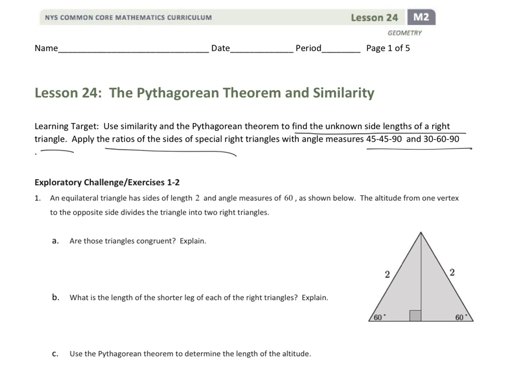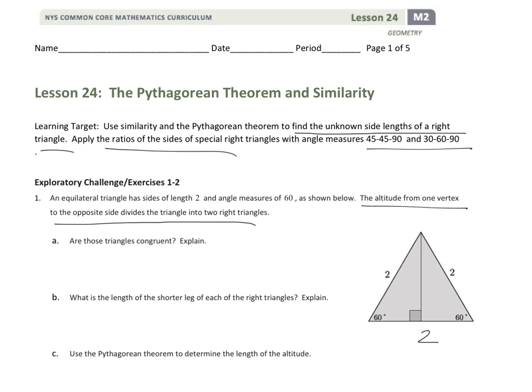of 2 and angle measures of 60 as shown. Well, one thing I know right away, if this is an equilateral triangle, is that even though it's not shown, this base also has to be 2, because equilateral implies that it has all the same side lengths. So the altitude from one vertex to the opposite divides the triangle into 2 right triangles.